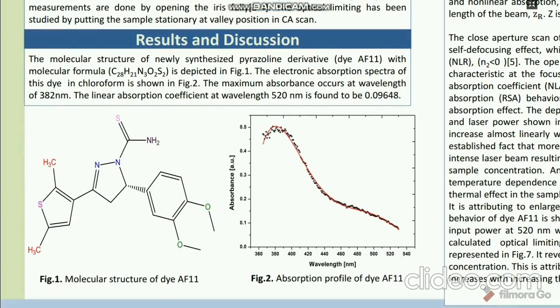Now the results and discussion. This is the structure of our dipyrrazole derivative, and this is the absorption profile. Here the peak absorption is found to be at 382 nanometer.